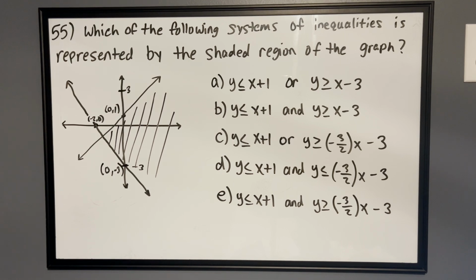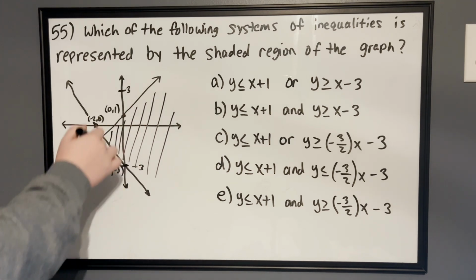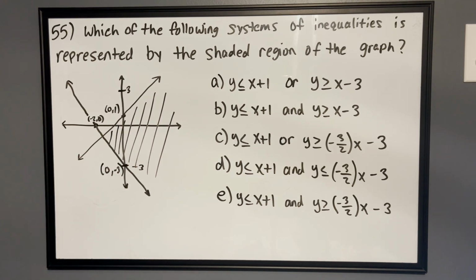All right, here we have question number 55. It says, which of the following systems of inequalities is represented by the shaded region of the graph? So the shaded region is right here in this little sector of the graph. And so we want to figure out essentially what is the equation of the line.